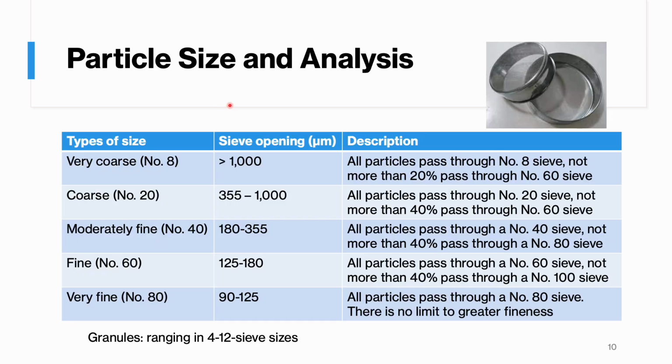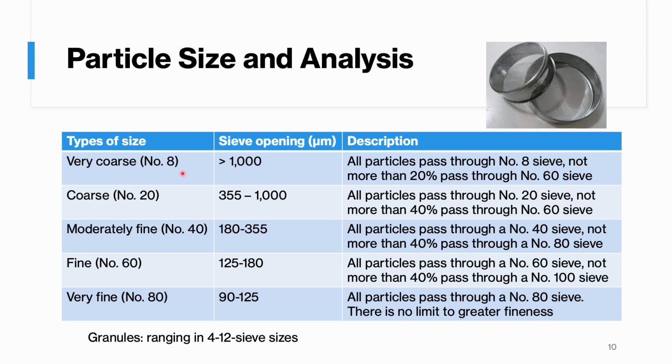Particle size is analyzed by many methods. One of the simple methods is using sieving. The sieves have different sizes, and each sieve has a different pore size diameter. The larger the number of the sieve, the tighter the pore size. This means the larger number will have smaller pores.